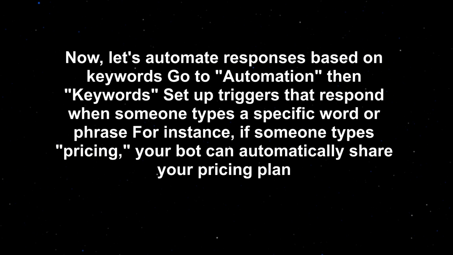Now, let's automate responses based on keywords. Go to automation, then keywords. Set up triggers that respond when someone types a specific word or phrase. For instance, if someone types pricing, your bot can automatically share your pricing plan.